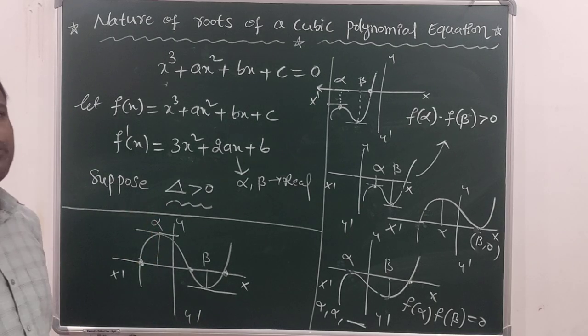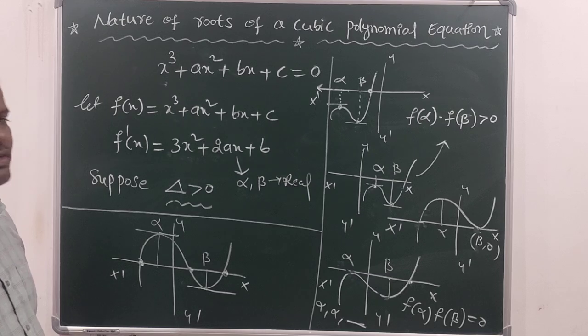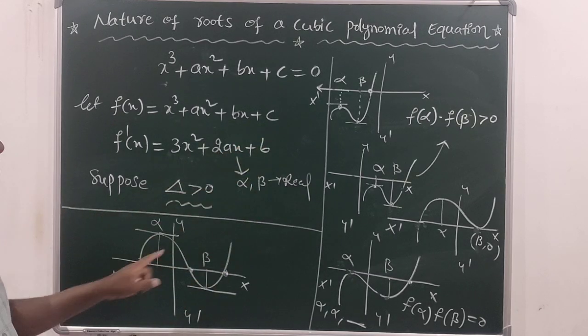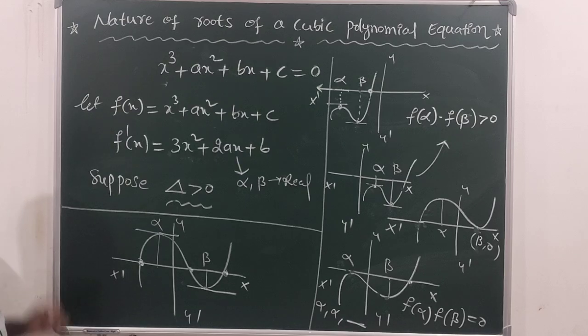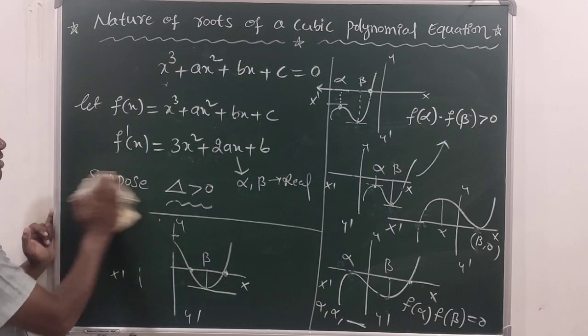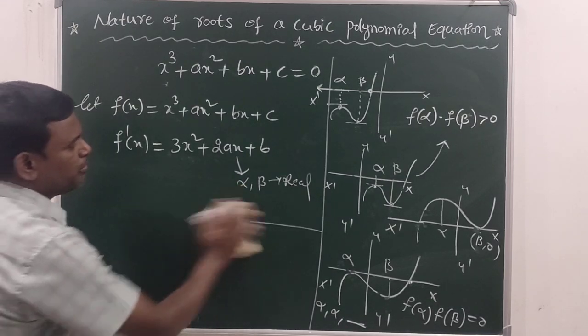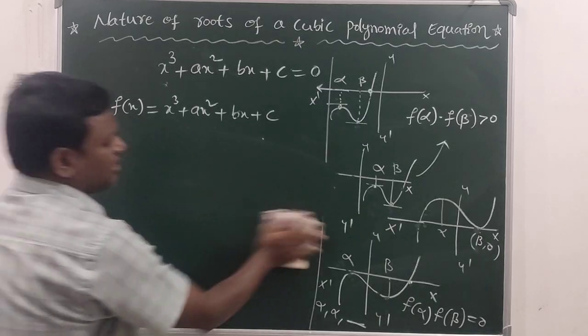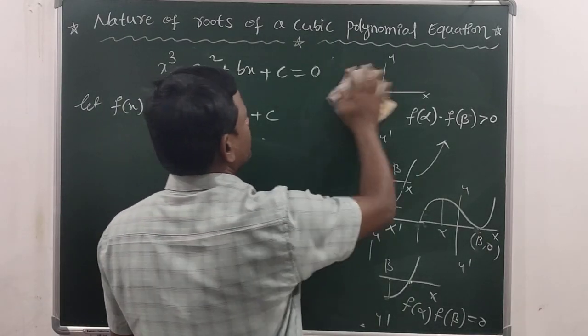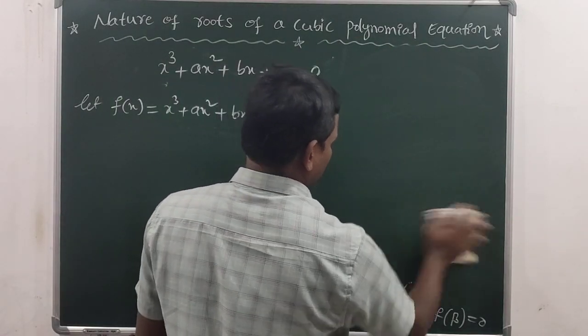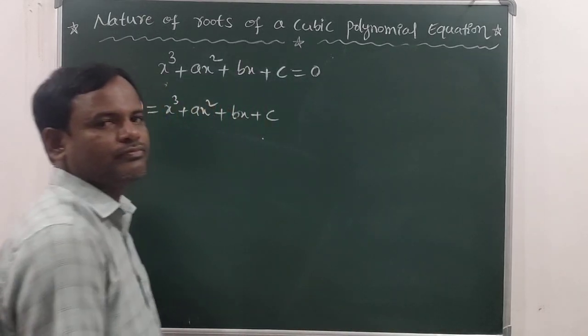So this is very, very important. I think you have got it. When delta is greater than 0, 5 possibilities are there. See the conditions. And sometimes you may get delta equal to 0.